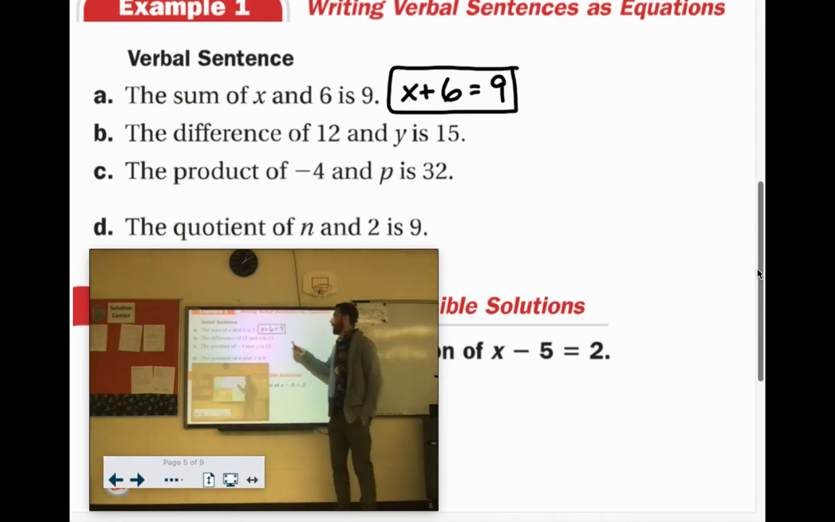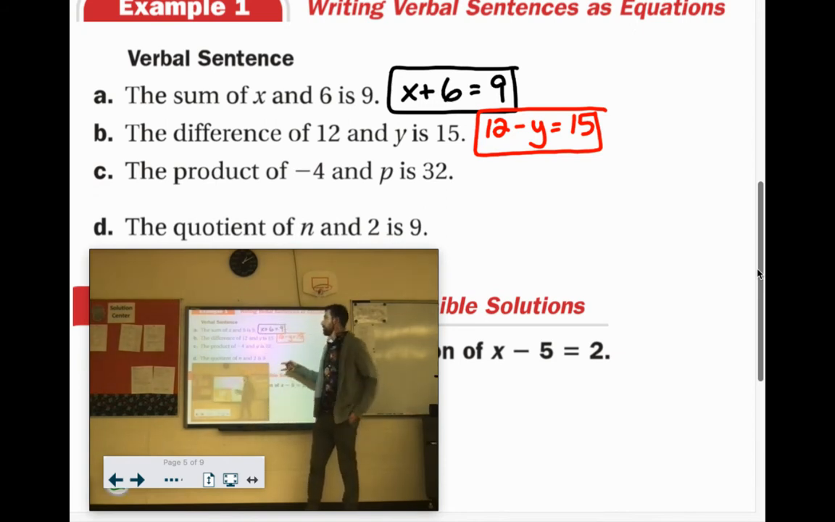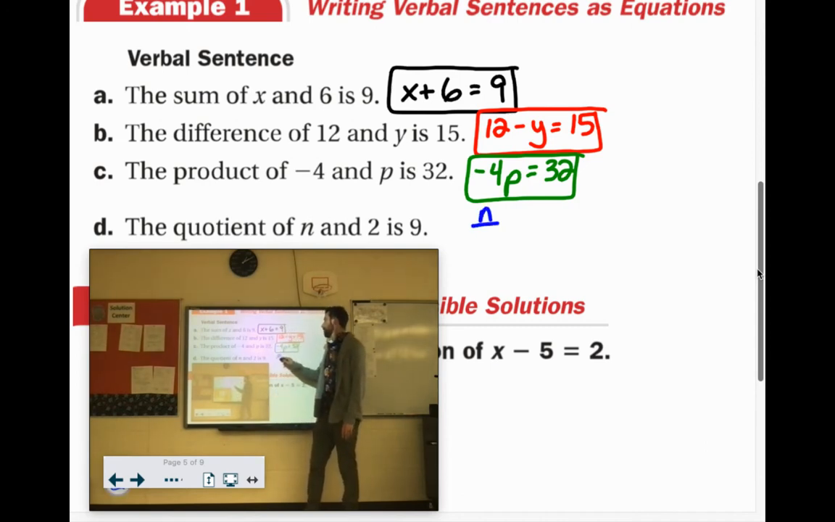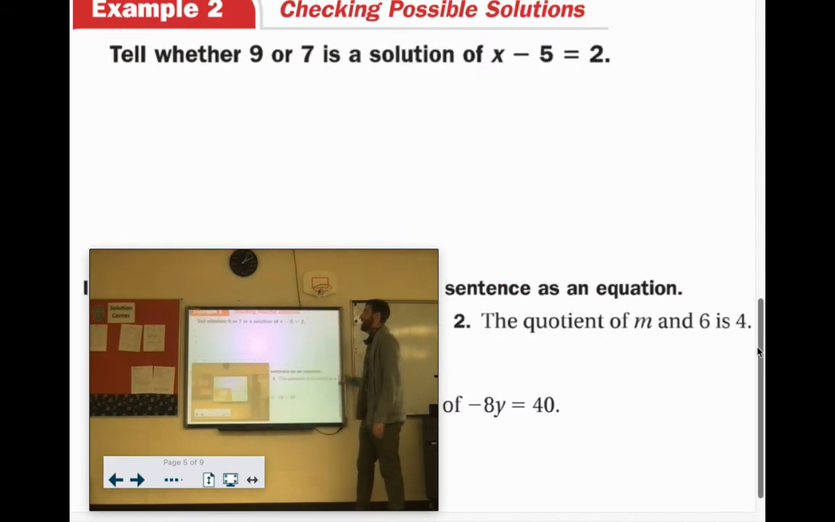The difference of 12 and y is 15. Difference goes with subtraction, so 12 minus y equals 15. The product, multiplication, of negative 4 and p is 32. So negative 4 times p equals 32. Quotient is again division, so the quotient of n and 2 is 9. N divided by 2 equals 9. That was fun. That was a good time.